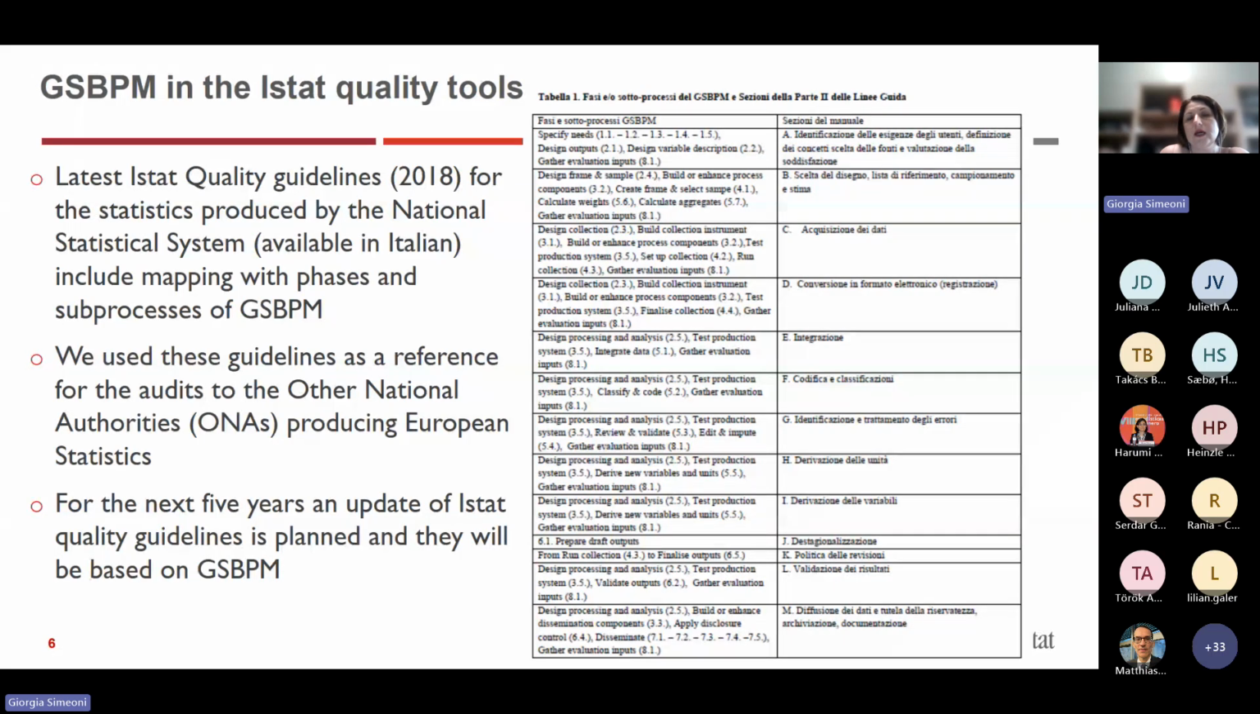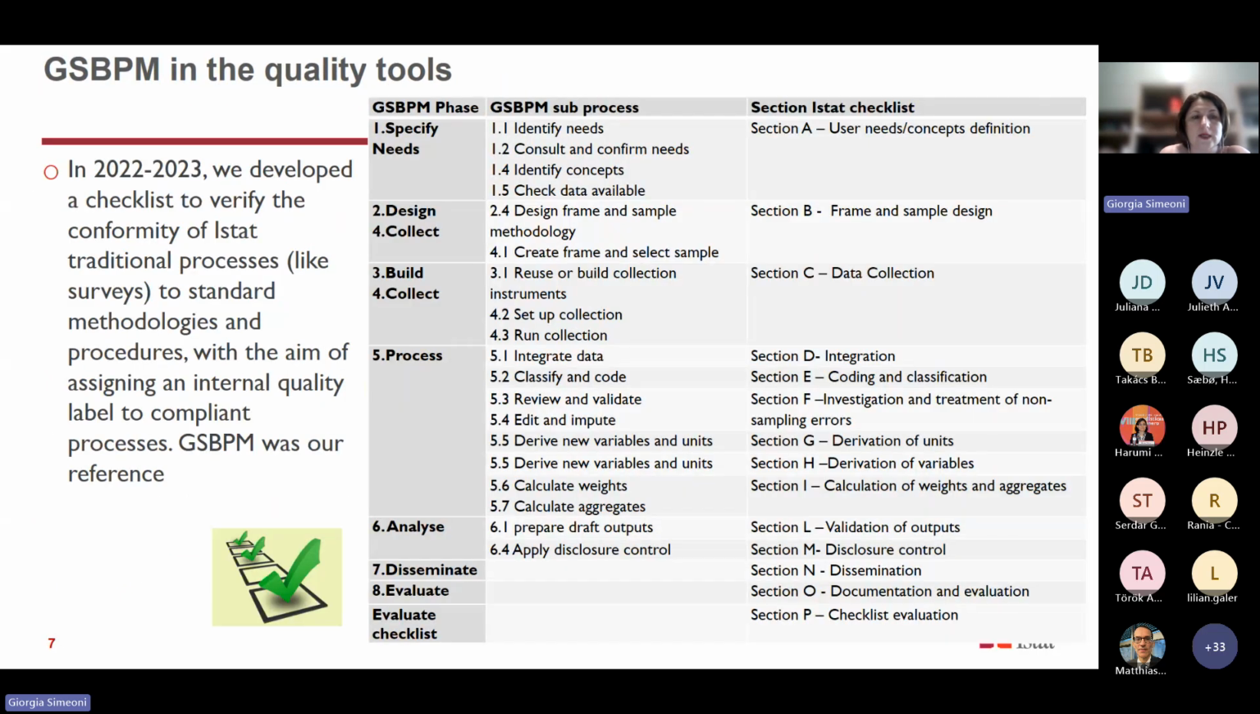First of all, in 2018, we produced the quality guidelines for the National Statistical System. They are available only in Italian, unfortunately, while the other ones are also in English. They include the mapping with phases and sub-processes of GSBPM. We use these guidelines to make audits on the other national authorities producing European statistics. And for the next 5 years, we are planning an update of ISTAT quality guidelines, and they will be based on GSBPM, not only mapped.